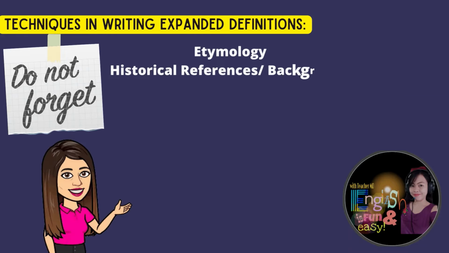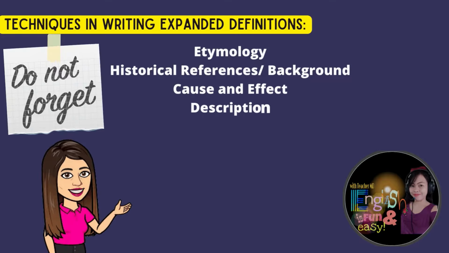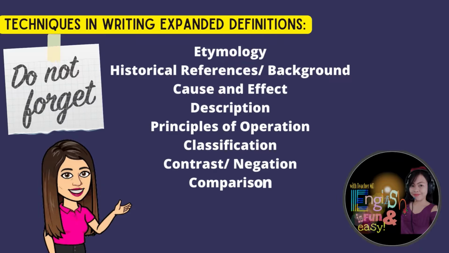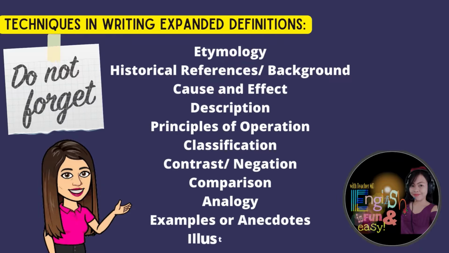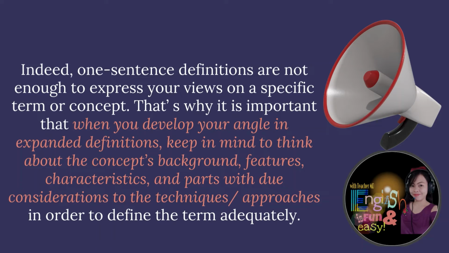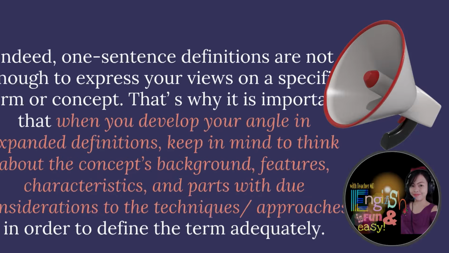And there we have the 11 techniques: etymology, historical references or background, cause and effect, description, principles of operation, classification, contrast or negation, comparison, analogy, examples or anecdotes, and illustrations. Indeed, one-sentence definitions are not enough to express your views on a specific term or concept. That's why it is important that when you develop your angle in expanded definitions, keep in mind to think about the concept's background, features, characteristics, and parts with due considerations to the techniques or approaches in order to define the term adequately.